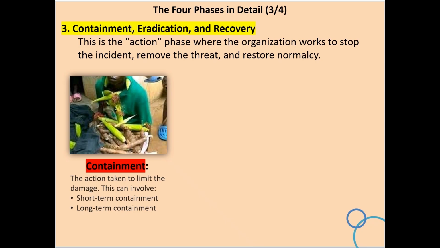Is the action you take immediately to limit further damage while the rest of the process is going on. So it could be short-term containment, which is isolating affected network segments, taking critical systems offline, or blocking malicious IP addresses, or it could be long-term containment that involves removing compromised systems for forensic analysis while allowing clean systems to resume their business operation.